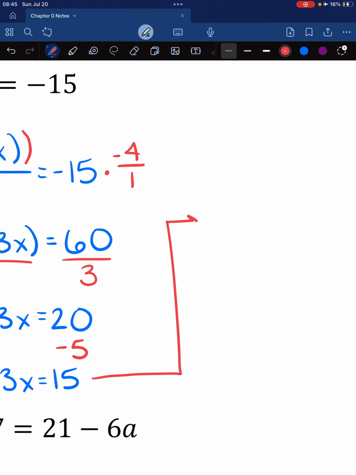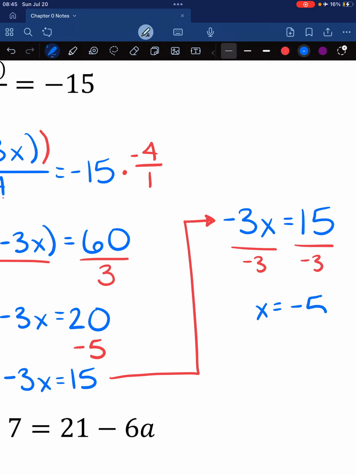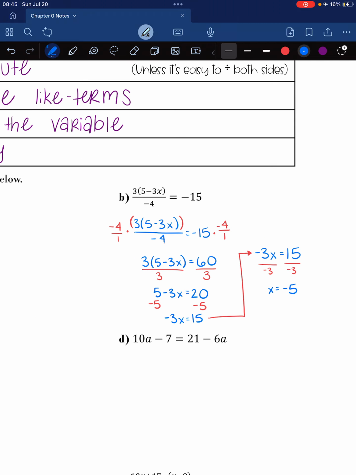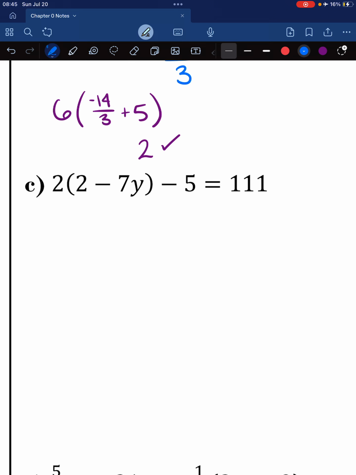I'm going to go ahead and move my work on up here since I am out of room. And when I do this, I like to recopy the problem just so I don't make any silly mistakes, like forget a negative or something. Divide by -3. Divide by -3. X equals -5. And again, you can check that by plugging it back in the calculator pretty quickly.